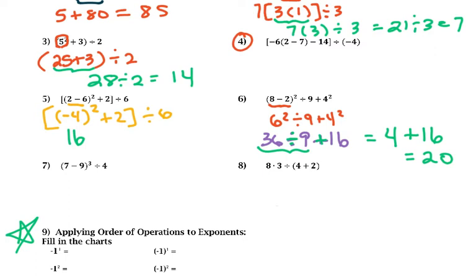So I'm going to have 16 plus 2 is still in my brackets, and then divided by 6. And then I'm going to do inside my brackets next, so 18 divided by 6, and that's equal to 3.